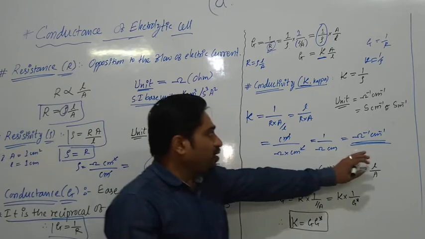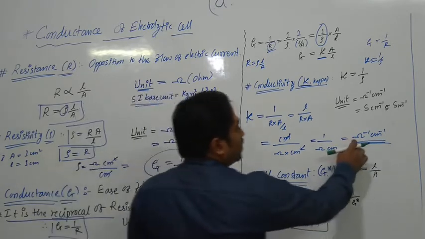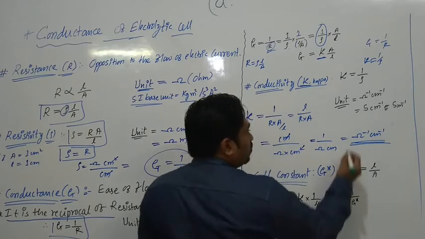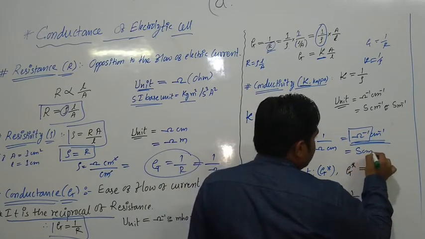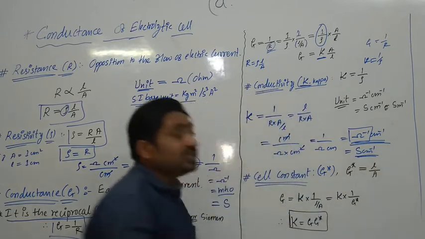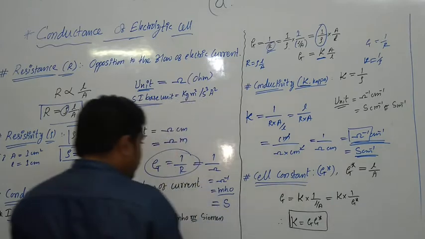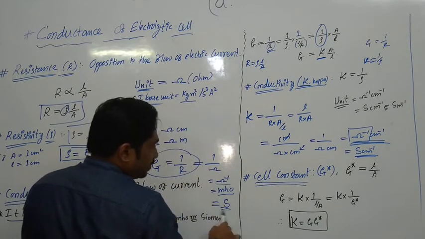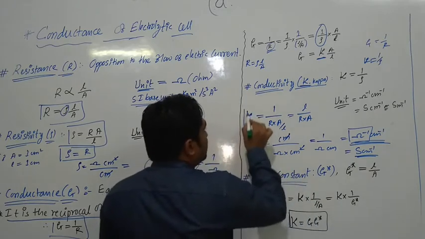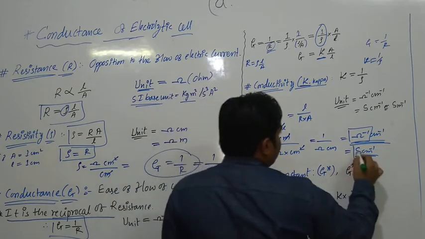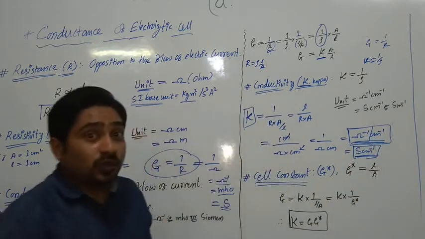It is a sub multiple of per ohm per meter: per ohm per centimeter, per ohm per meter. We know that per ohm is nothing but Siemens. So it becomes Siemens per centimeter. Please remember, the unit of kappa is Siemens per centimeter, or per ohm per centimeter, or per ohm per meter.